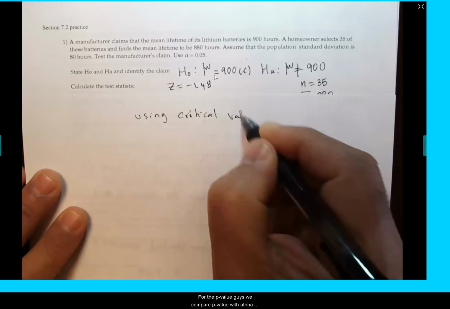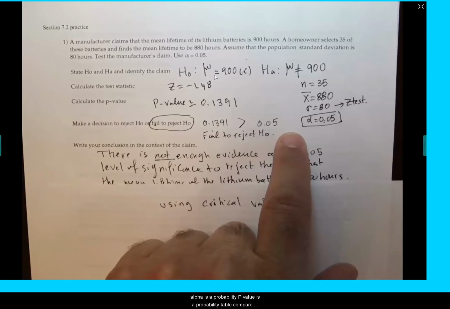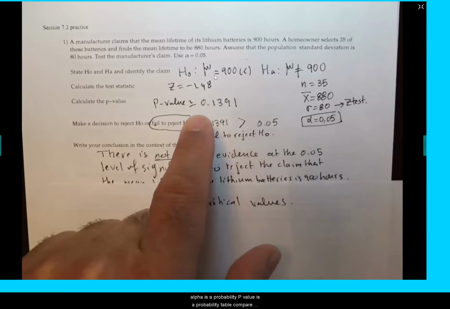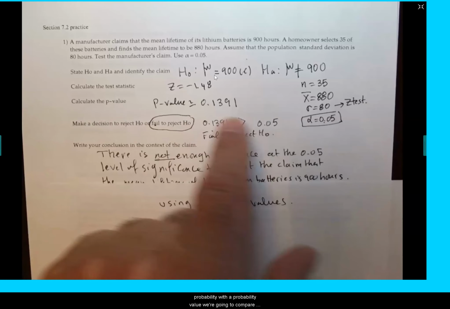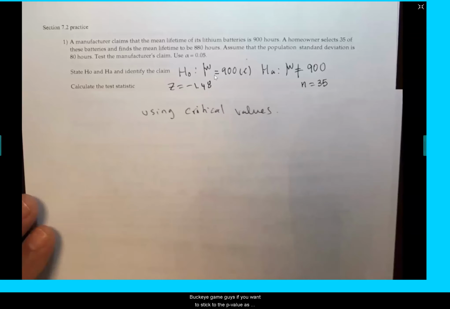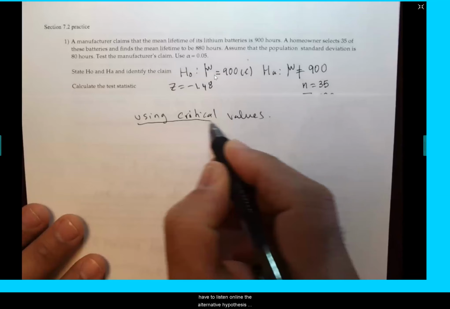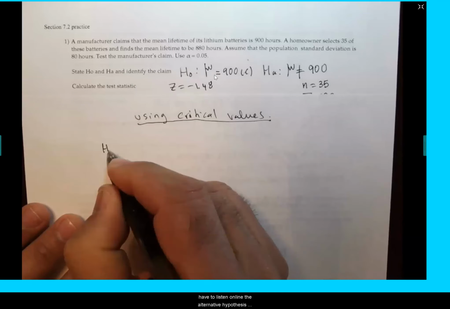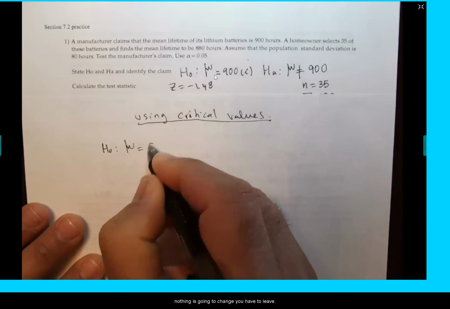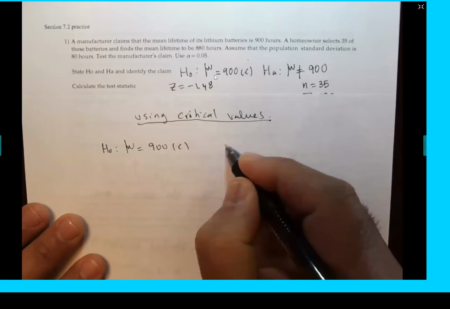Okay, for the p-value, guys, we compare p-value with alpha. Alpha is a probability, p-value is a probability, so we compare a probability with a probability, apple with apple. With a critical value, we're going to compare orange with orange, but let me show you how that works. But again, guys, if you want to stick to the p-value, as far as the test is concerned, that is fine with me. First of all, you still have to list the null and the alternative hypothesis. Nothing is going to change. You have to read and list the null and the alternative hypothesis.